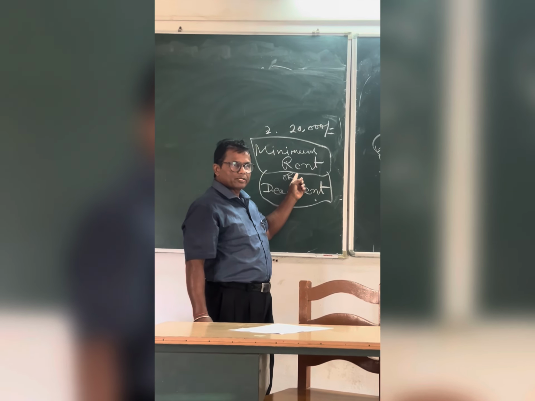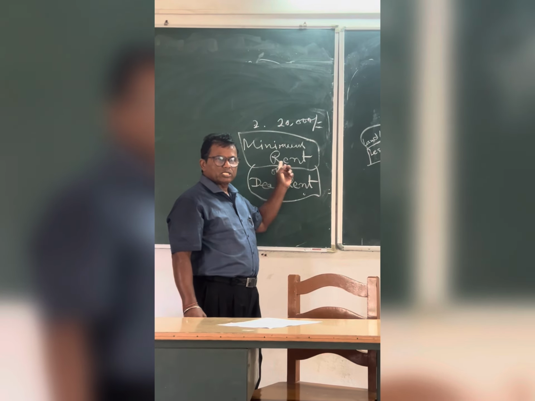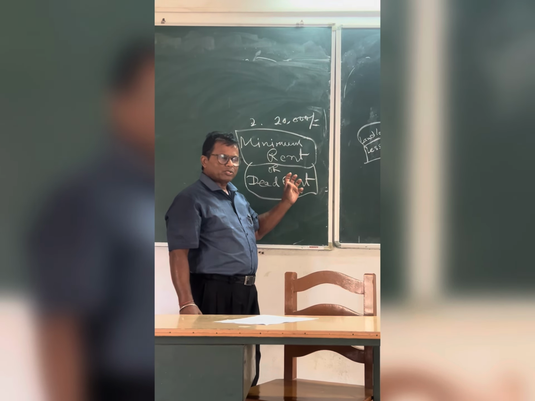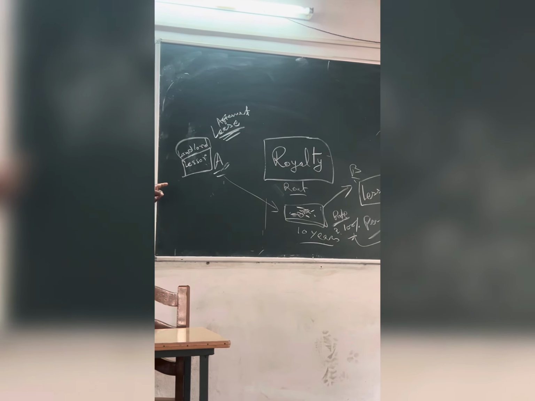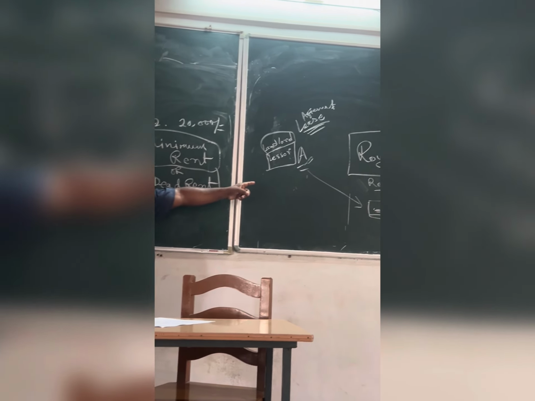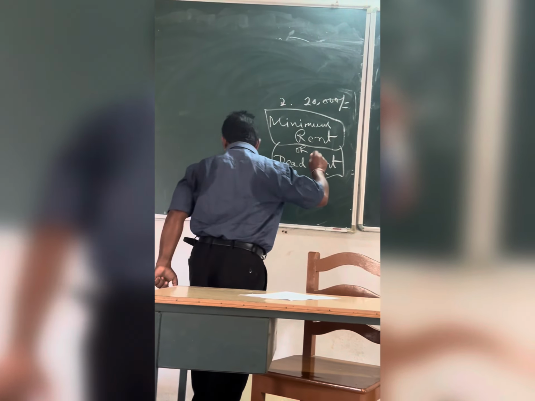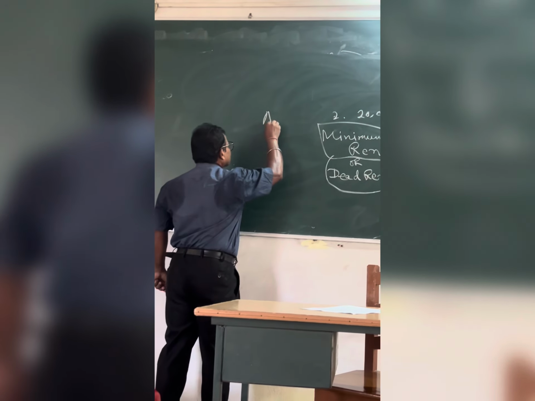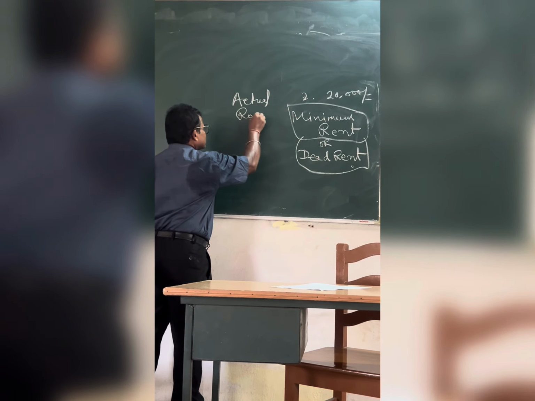This is minimum rent. So there may be a question, what is minimum rent or dead rent? This is a minimum amount which the lessee must pay to the lessor, even if actual royalty is less. So there are two things you see. Actual royalty, another point to write here, actual royalty.